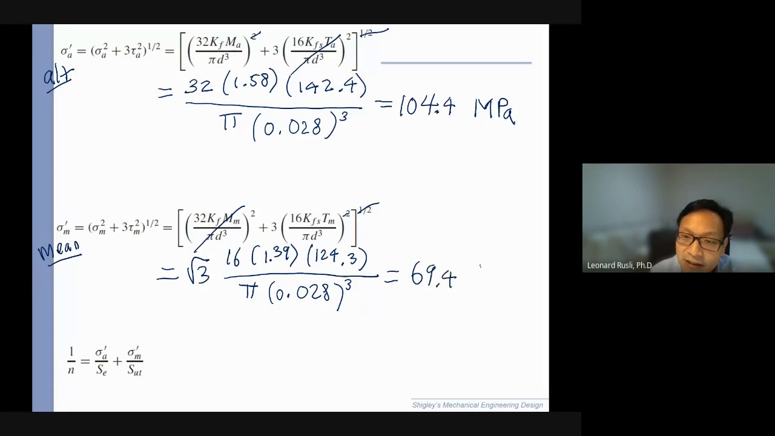69.4. Okay, so this is the mean, and above that is the alternating stress. Which one of these will govern failure? Well, it's both. So here, 1 over n. N means the factor of safety. Yeah. 104.4 divided by the endurance limit. You are given that in a problem. What is it? 205.